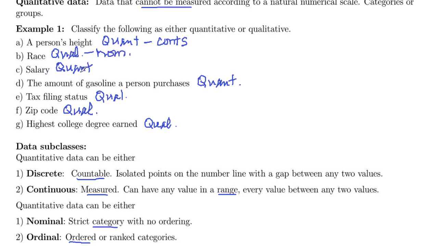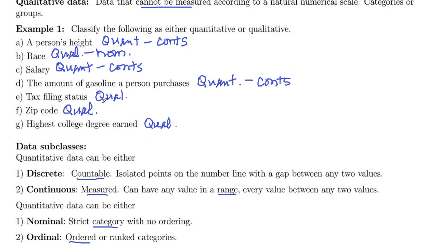Salary is quantitative. You can talk about salary ranges. Money is actually infinitely divisible. Our smallest unit of currency is a penny, but if you go to the gas station, you buy gas for $2.99 9/10. So they're actually dividing up pennies. So that's actually continuous. It can take on any value in a range, and it's measured in dollars. That's not isolated points. Amount of gasoline a person purchases, that's quantitative, and it can also be any value in a range. It's measured in gallons or liters, so this is continuous.